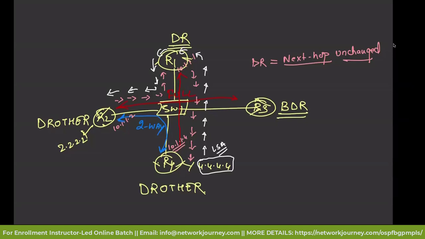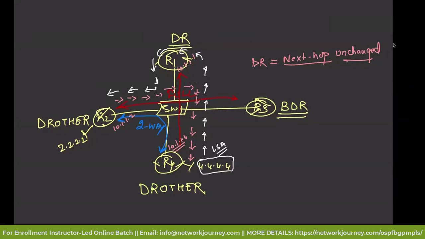Now, this is a layer 2 switch, so forget about that switch as well. It is going to be directly reachable, so it's going to send the data packet directly. So guys, these pink arrows are my data plane traffic. My data plane traffic will not go via DR. They're going to go directly.